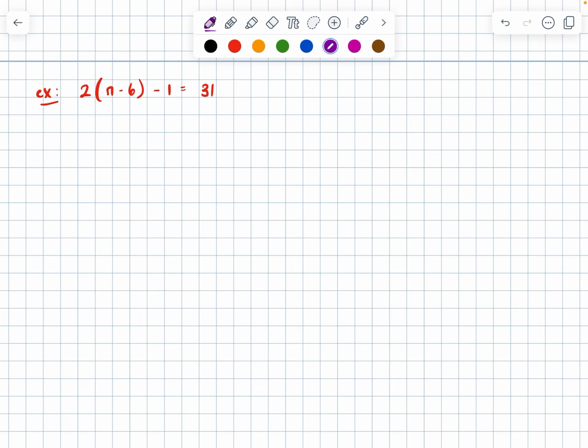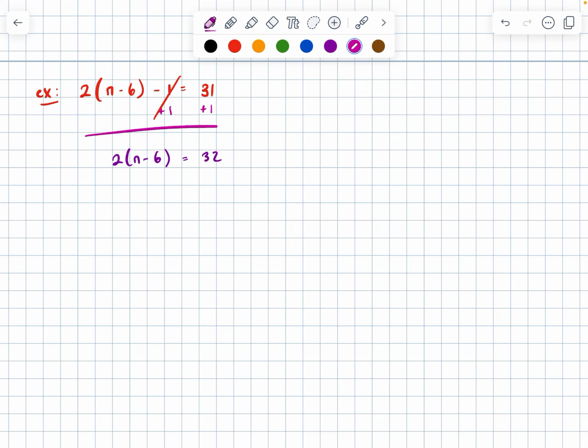Okay, so I've got 2(n - 6) - 1 = 31. For me, if I'm looking at this, the easiest thing to get rid of here, again, reverse PEMDAS, is this negative 1. It's looking real nice. So I'm going to take this negative 1 and undo it with a positive 1. So I'll start by adding 1 to both sides. In this case, these friends will undo each other. I've got 2(n - 6) = 31 plus 1, which is 32.